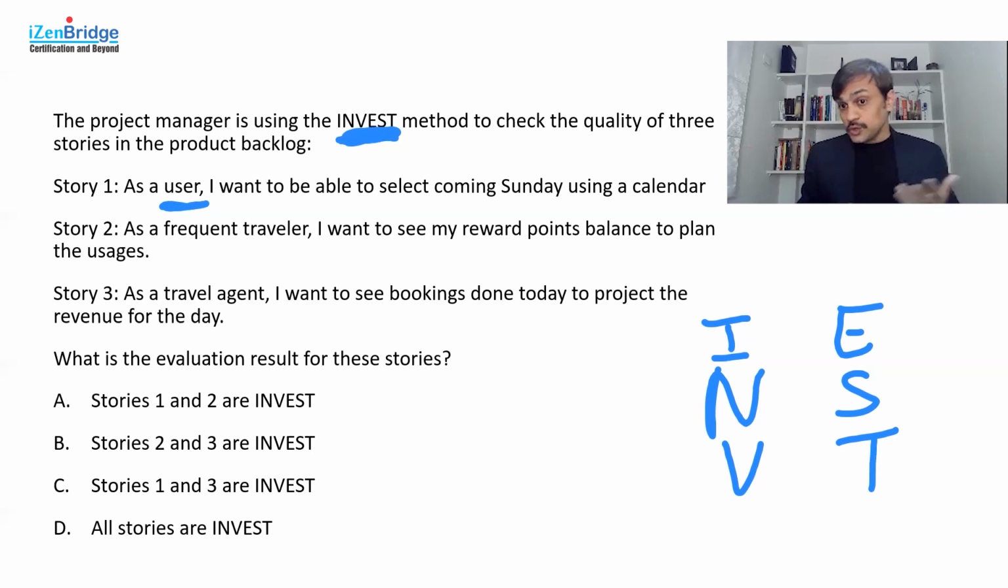Stories 2 and 3 are looking good to me. As a frequent traveler, it clarifies who the user is. I want to see my reward points. So what has to be done is pretty much clear: to plan the uses. The value delivery is that I want to plan my reward point uses, so I want to log in to the system and see it. Now, it seems to be a small requirement, but the small part is difficult to predict just by looking at this particular story.